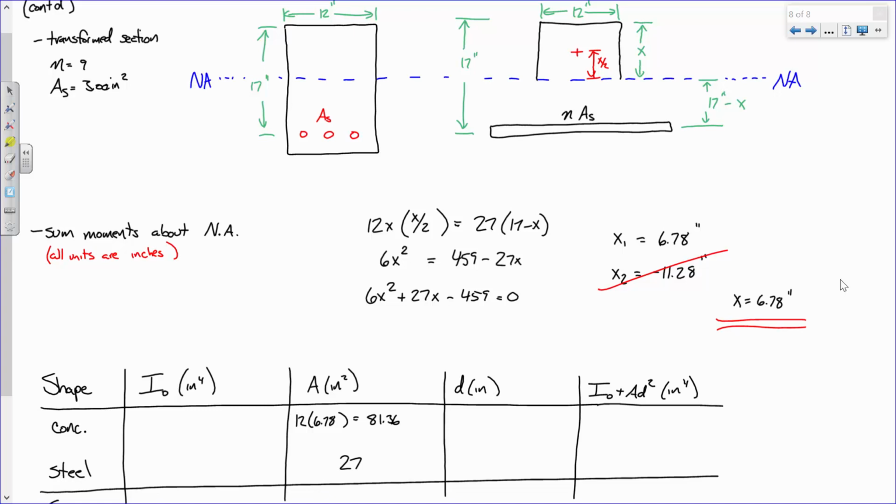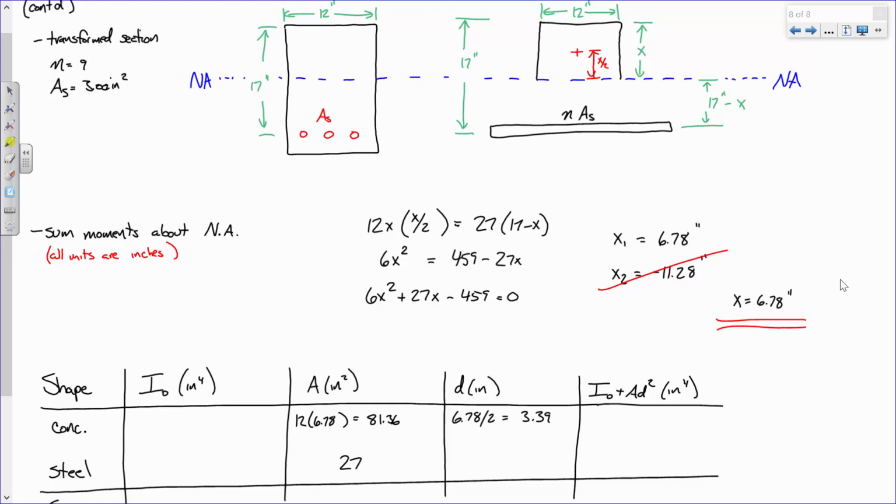Now, how far is it? Let's take the concrete first. How far is it from the neutral axis to the center of the concrete blob up top? Like what would the formula be? 6.78 over 2. Exactly right, x over 2. So 6.78 over 2 is 3.39. Okay. That's good.